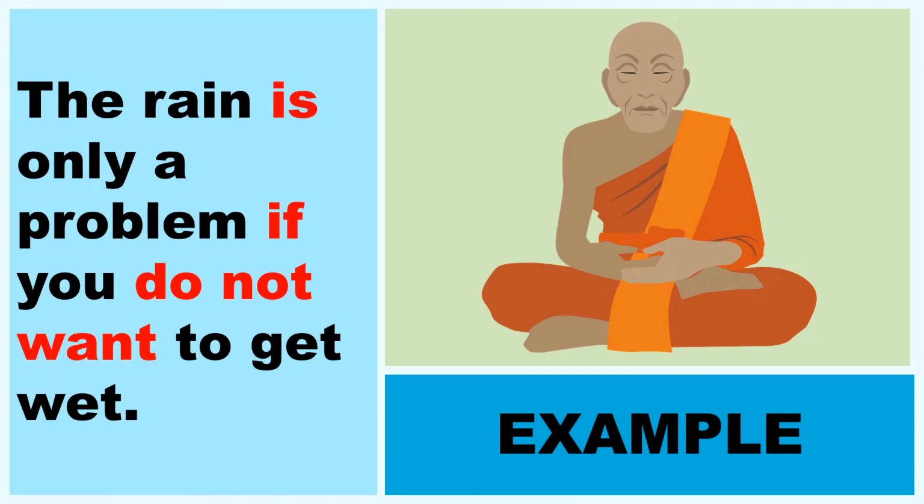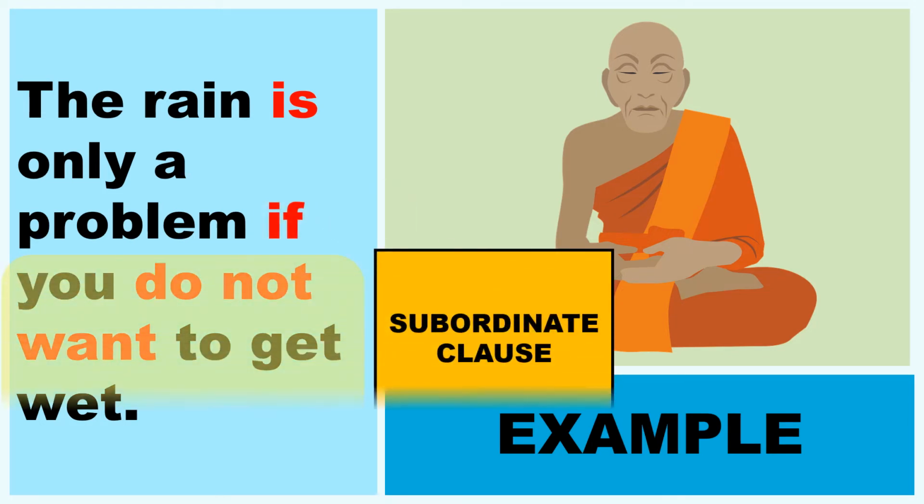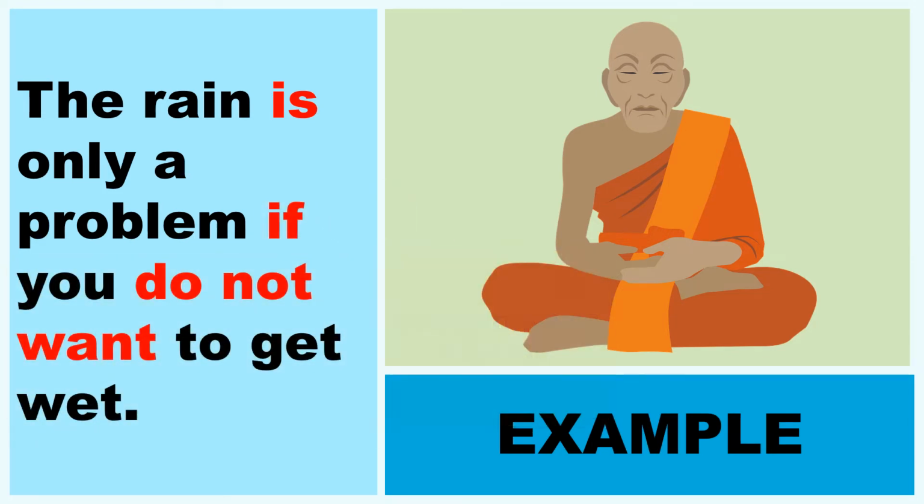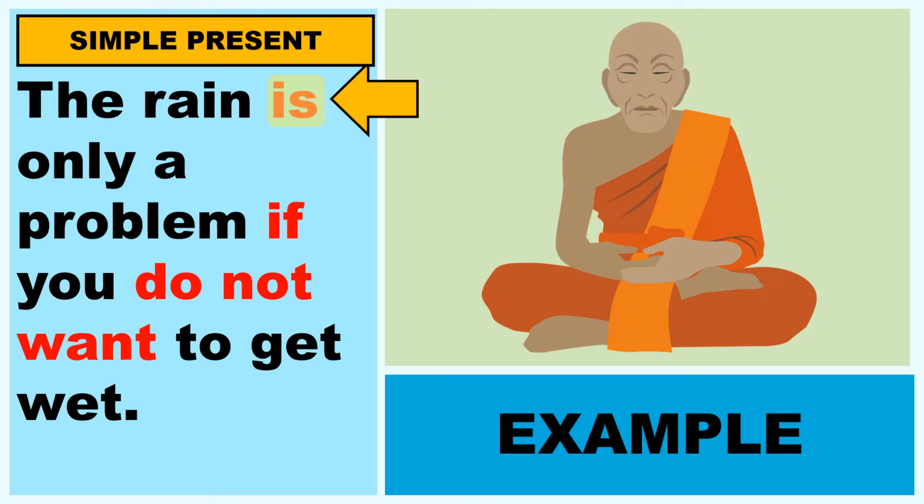In some cases, the independent and subordinate clause might be flipped around. In this example, we see the rain is only a problem, independent clause, if, subordinate element, you do not want to get wet. We have the if, and this indicates that we have a subordinate clause. We have the is in the simple present for the independent clause.